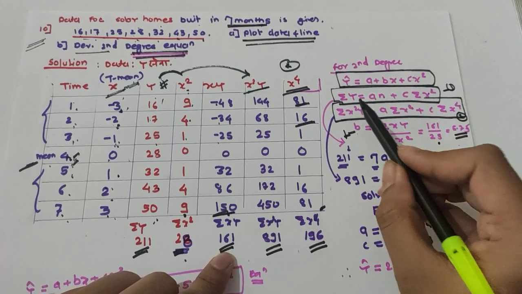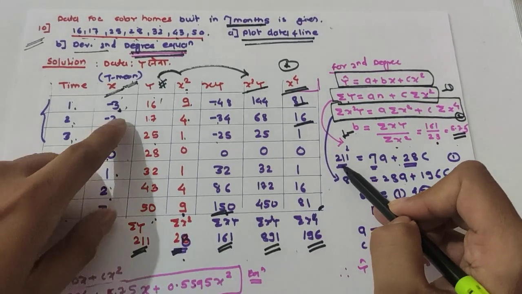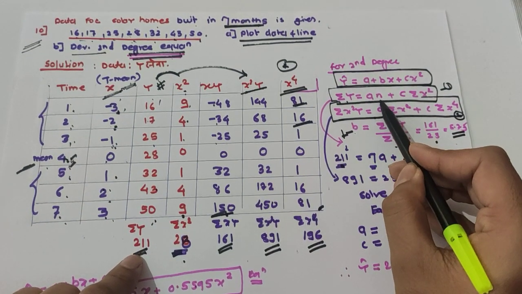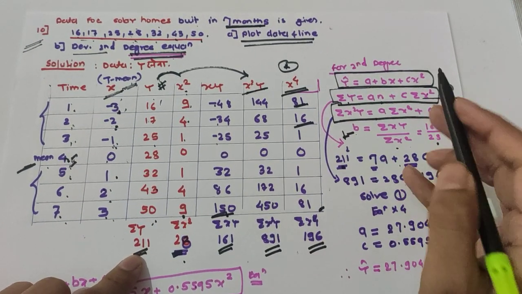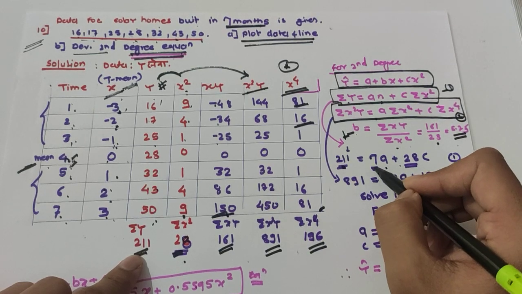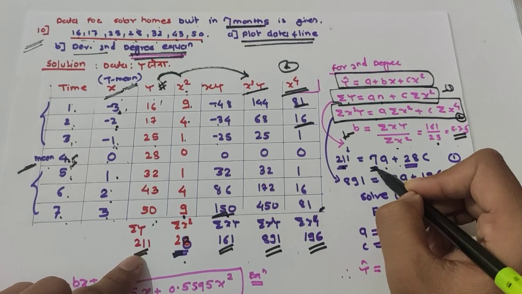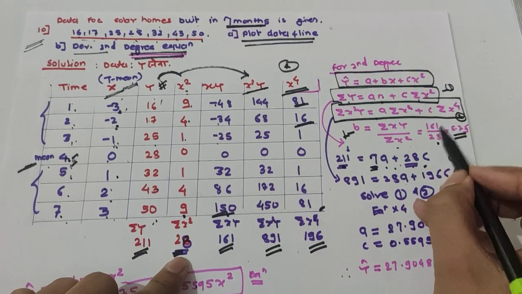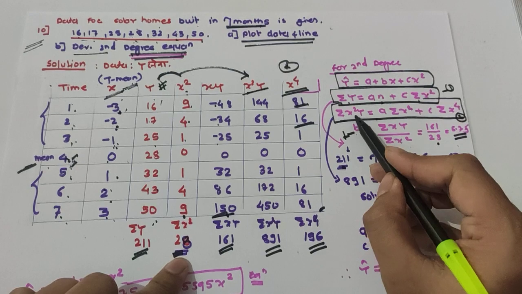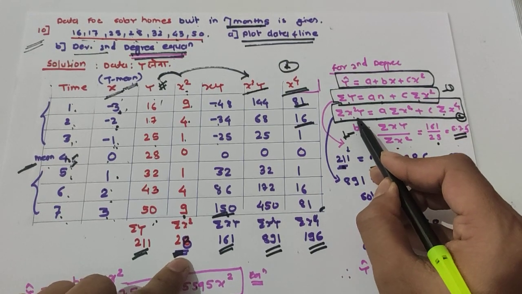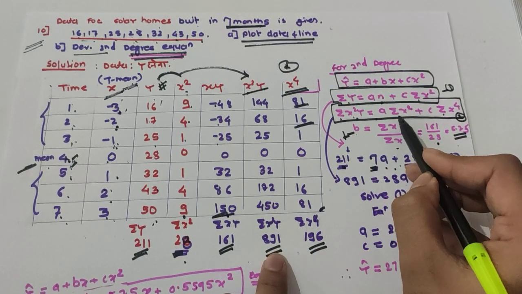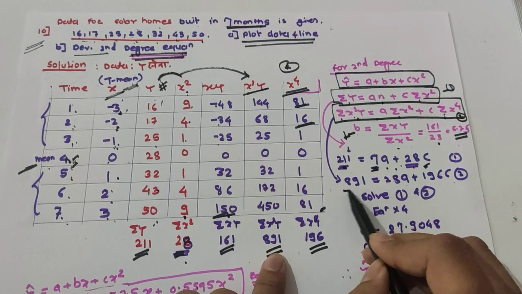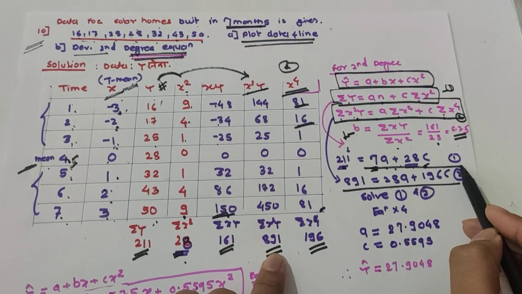So put the values of summation of y. What is summation of y? See here, summation of y is 211. A into n. A is the value we have to calculate, and n is the number of observations, which is 7, plus 28c. What is 28? Summation of x square into c. Similarly, in the other equation you have to put the values. Summation of x square y we have already calculated, then summation of x square and summation of x raised to 4. So put the values and you will get two equations.